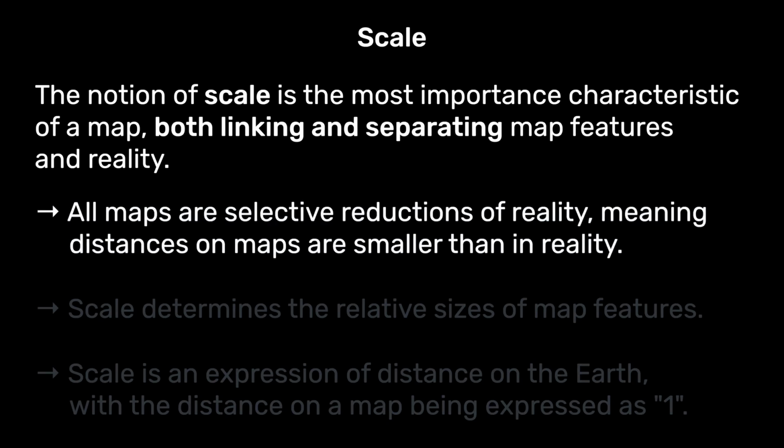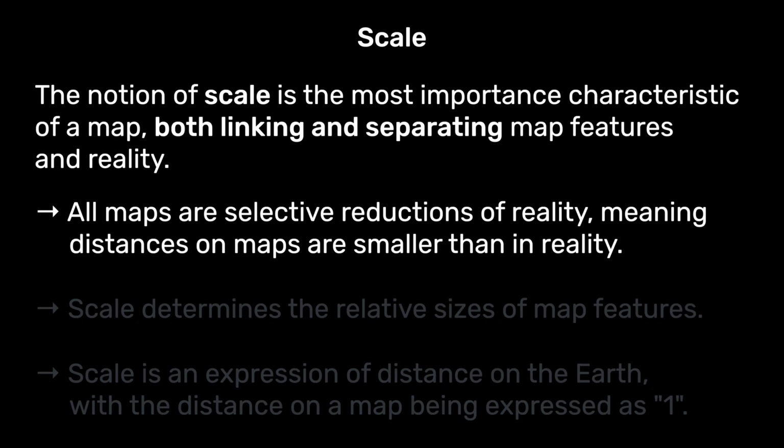All maps are selective reductions of reality. They're selective because maps show what we want them to show. Effectively, we choose what we want to include and what to leave out, and then we choose how to show those features. So that's the first thing to bear in mind. But they're also reductions of reality.